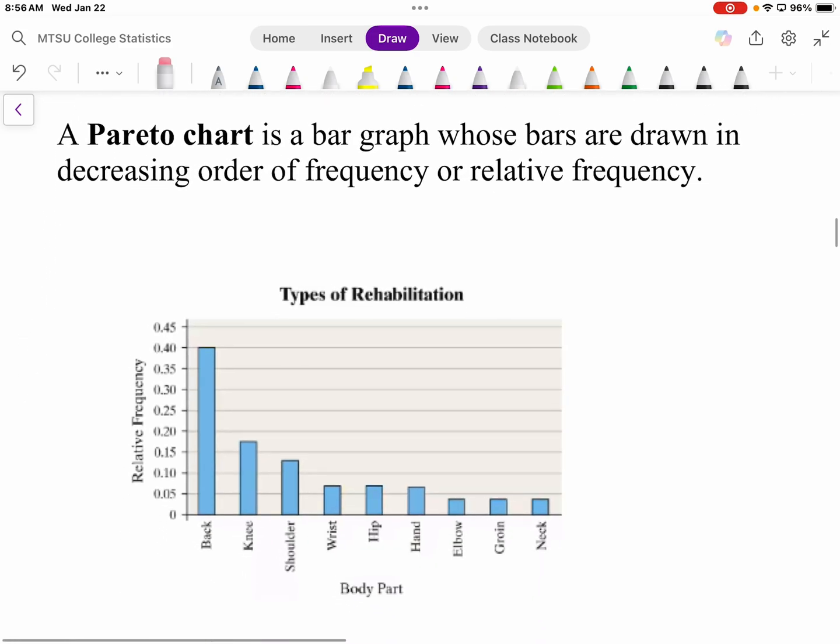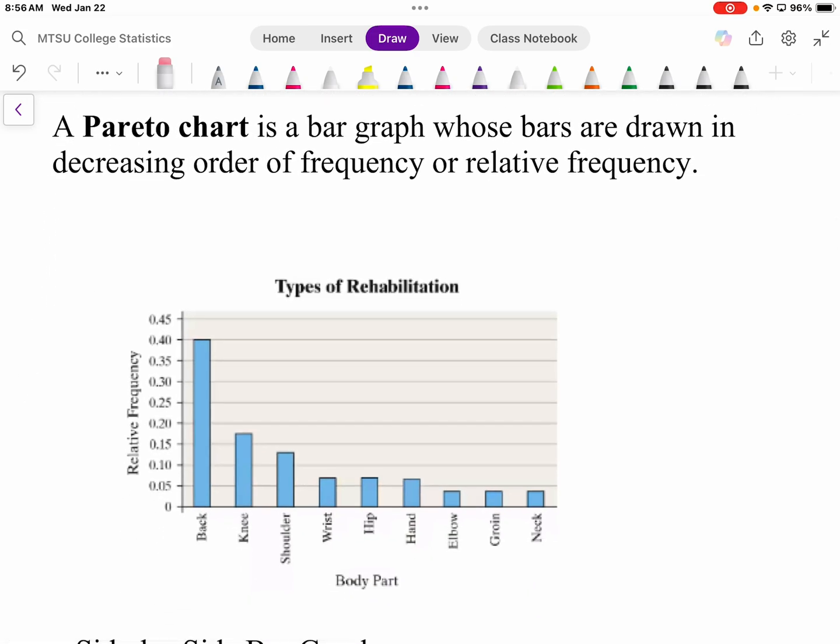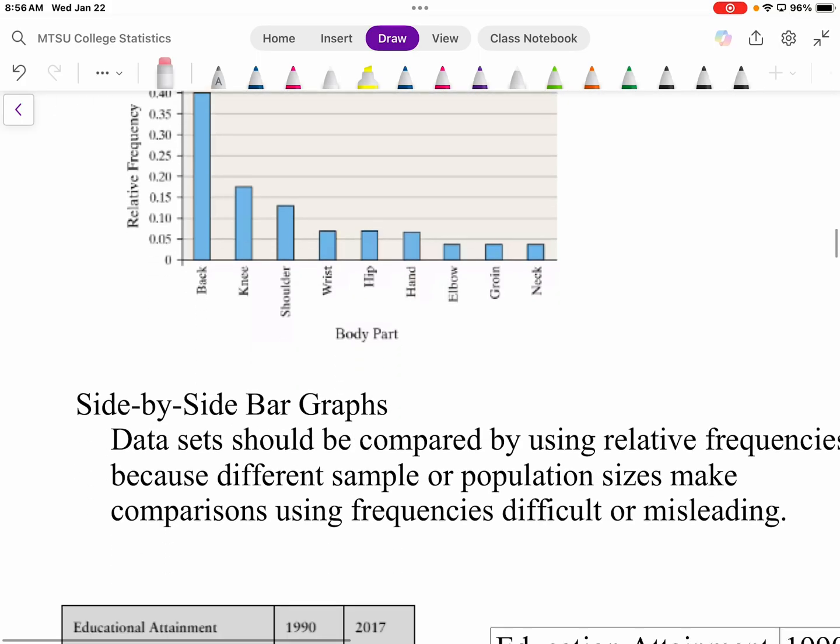We don't see these types of charts that often. The Pareto chart is one of those new things in college math that they introduce to you. A Pareto chart is a bar graph whose bars are drawn in decreasing order of frequency or relative frequency. So instead of, let's say, doing it alphabetical on the first one, by using this type of chart method you're going with the biggest percentage first, and then down to the smallest percentage. Again, that's a new one that we haven't used before.